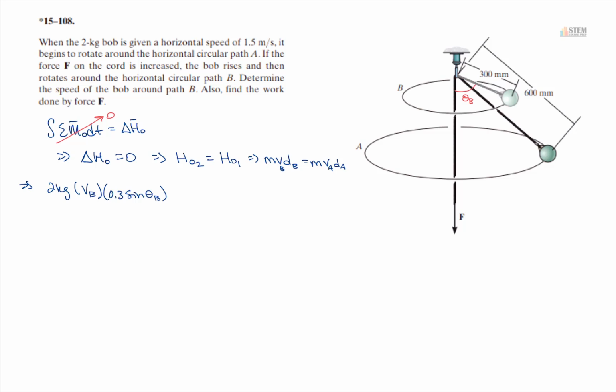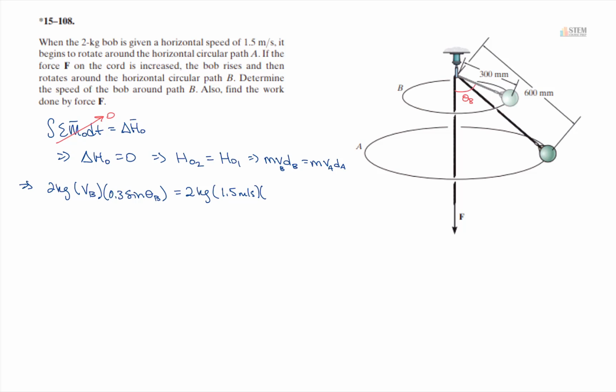Let's see what we get there. Mass is still going to be the 2 kilograms because that's not changing. Velocity, do I know the velocity here? I do. That was 1.5 meters per second. So we're going to have 1.5 meters per second here. And then I need D.